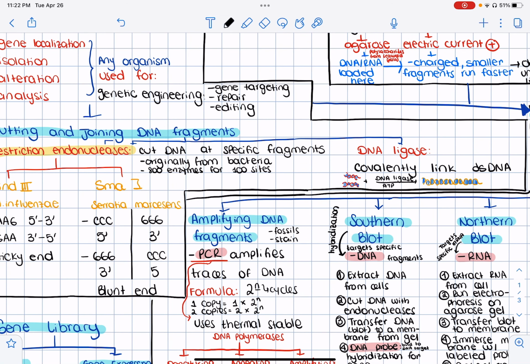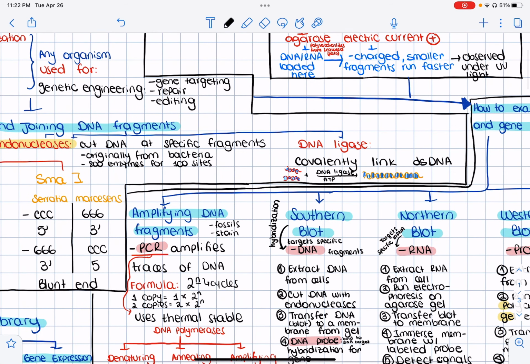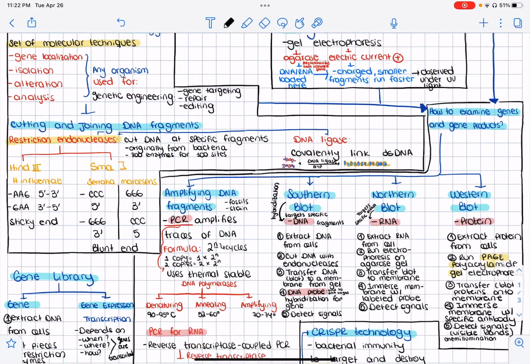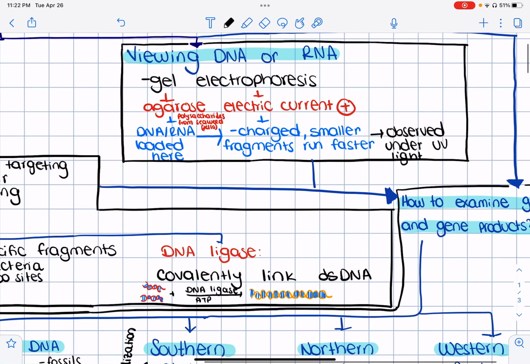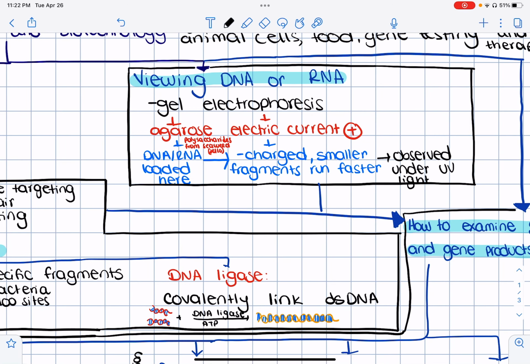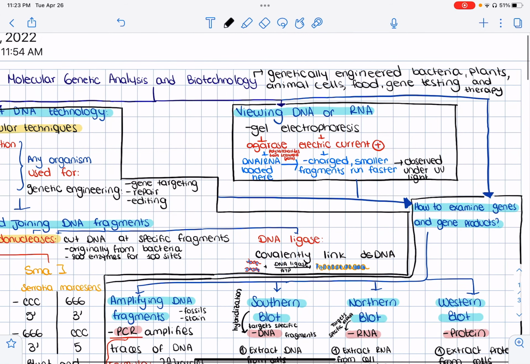After the DNA fragments are cut at specific points, we covalently link double-stranded DNA in different ways by the use of DNA ligase and ATP. These DNA fragments are then loaded into agarose, which is a polysaccharide from seaweed, like jello. This is gel electrophoresis, the gel being the agarose, with electric current, in which the negatively charged smaller fragments run faster and are observable under UV light.